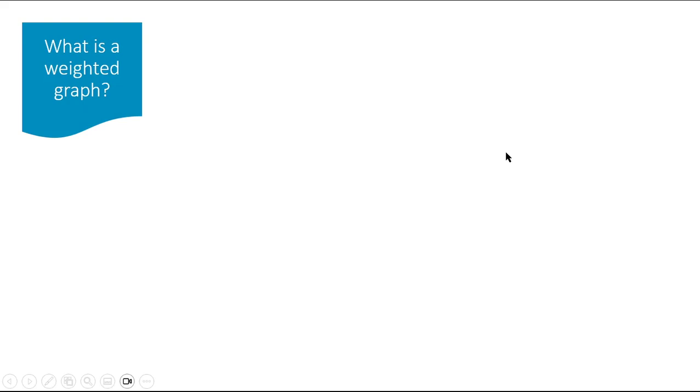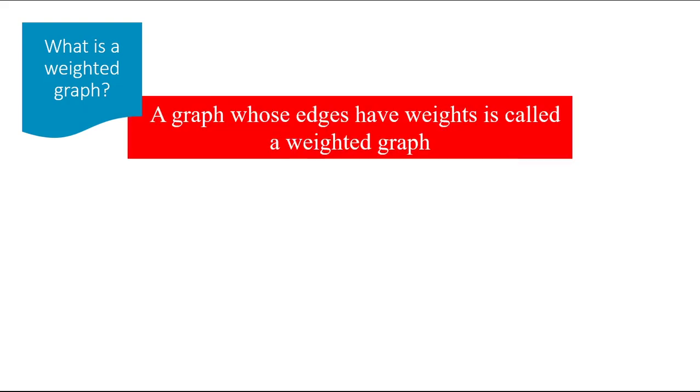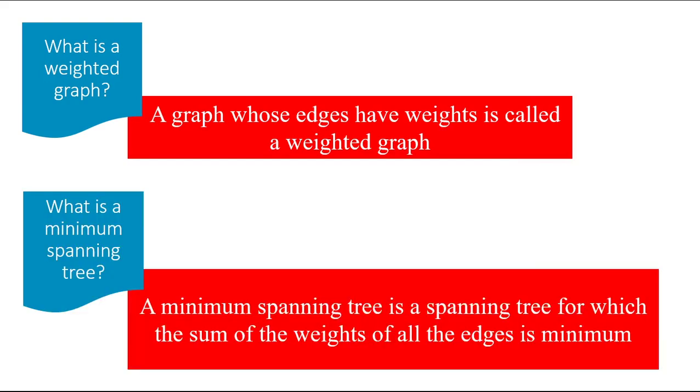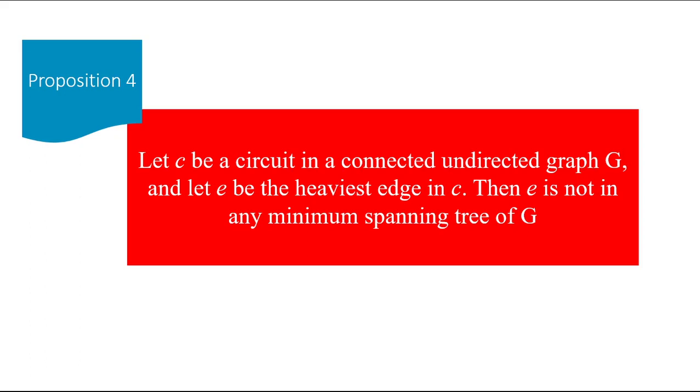What is a weighted graph? A graph whose edges have weights is called a weighted graph. What is a minimum spanning tree? A minimum spanning tree is a spanning tree for which the sum of the weights of all the edges is minimum. Proposition 4. Let C be a circuit in a connected and directed graph G, and let E be the heaviest edge in C. Then E is not in any minimum spanning tree of G.